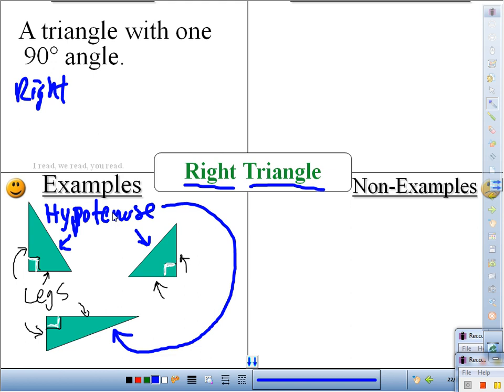All right. Can you give me a non-example, Marissa? Another non-example. Devin. How about another example? Isaac.